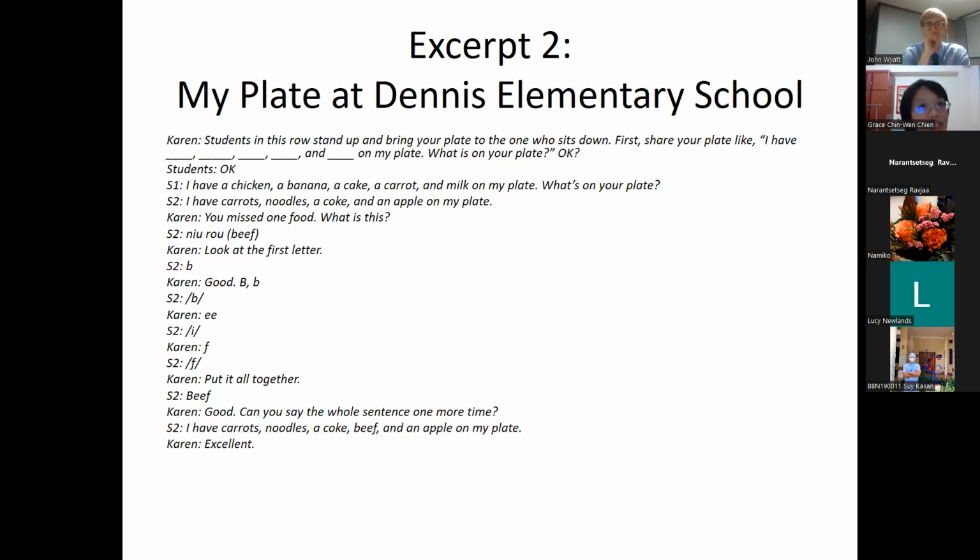Students say in Chinese, 牛肉, beef. You get the first letter B, and they say, what is a B and an E? And students say B, and the teacher pronounces B. E, they will say E, and the students put that together as B, because students forgot how to say the word. Can you say the whole sentence one more time? I have carrots, noodles, cake, beef, and apple on my plate. So students will be able to describe the food on their plates.